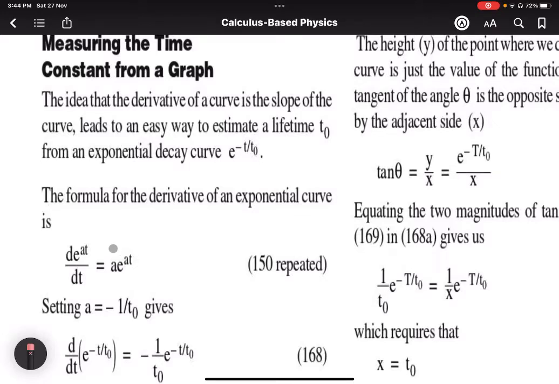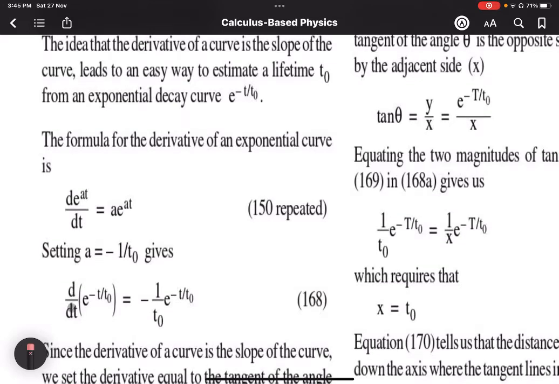So remember, ito yung topic natin last part 2 ng ating midterm. Before, ito yung x, e^(ax). d(e^(ax))/dx equals a e^(ax). So since we are going to find the estimate for the lifetime, which is T0, ni-replace lang natin si x ng t for time, for the lifetime. So setting a equal to negative 1 over T0. Yan, negative si a, negative 1 over T0.